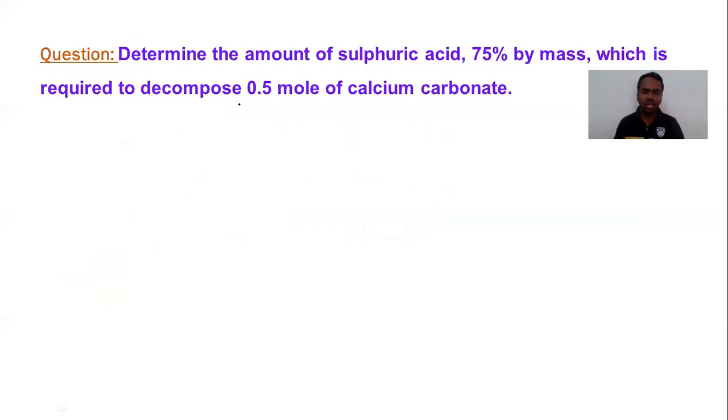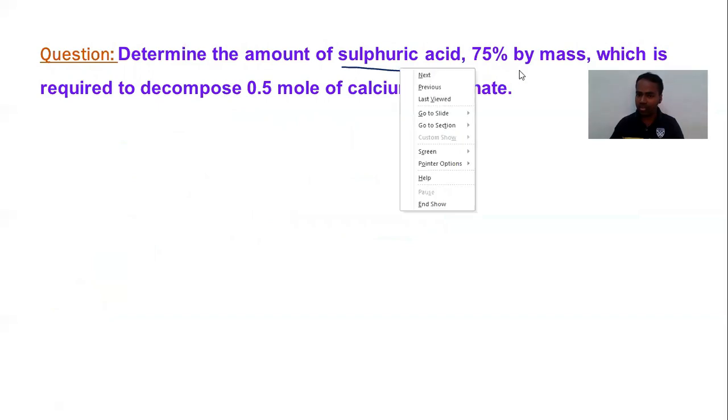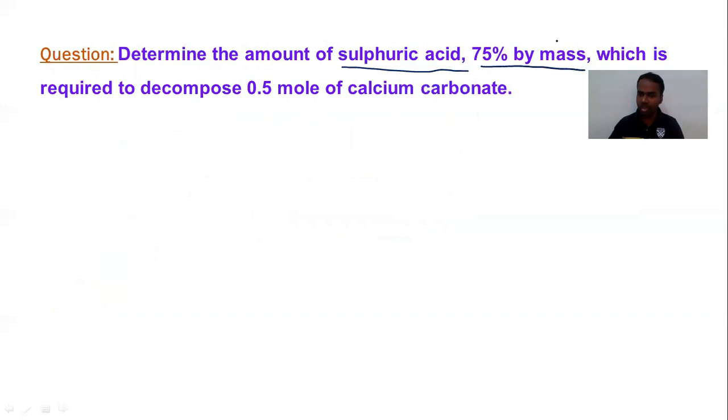So this is a different way of asking a question, but this question also belongs to the same mass relationship only. Determine the amount of sulfuric acid. This is a sulfuric acid, but the sulfuric acid is not 100% pure. This is 75% pure.